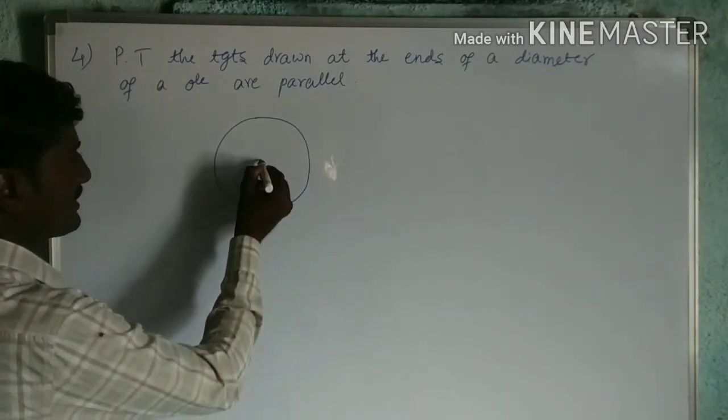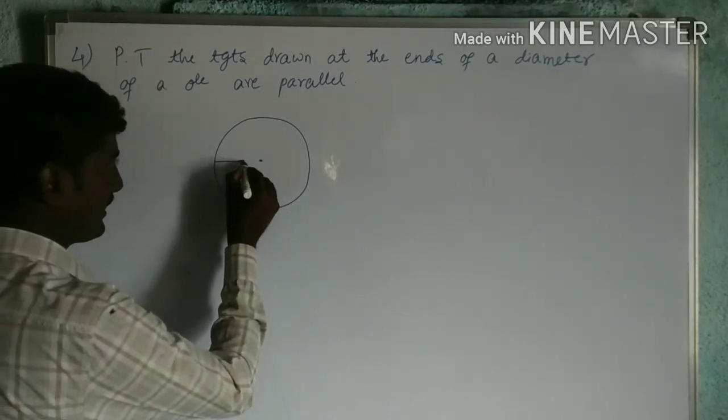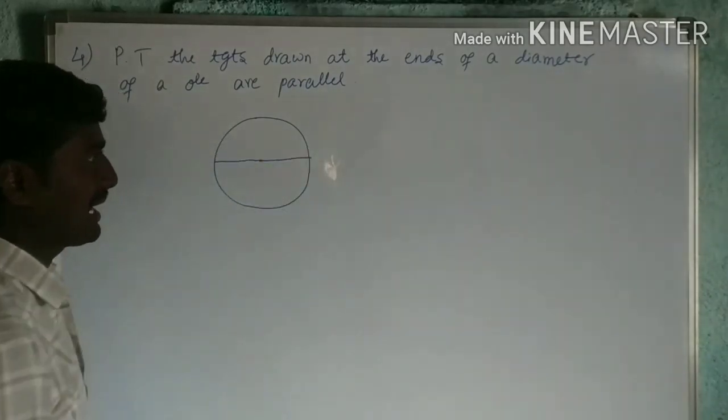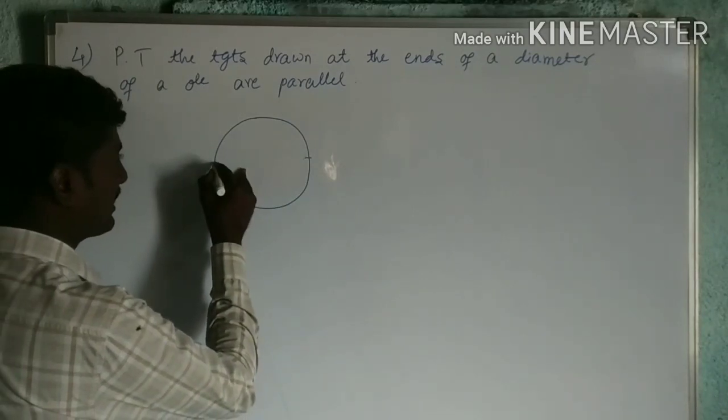This is a circle with center O. So through this center I draw a line. So that is a diameter of the circle. Okay. So this is what diameter of the circle it is.